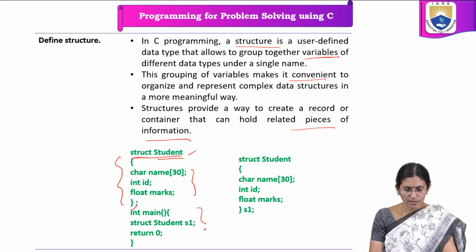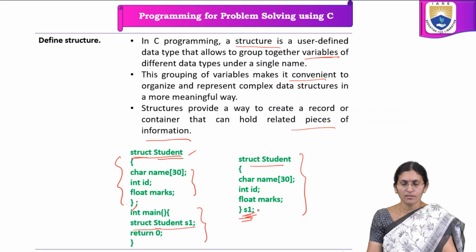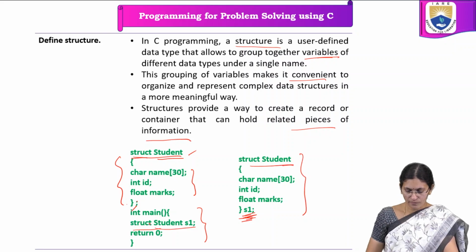Then inside the main function, we declare a structure variable as we do for a normal variable. This is the other way of defining a structure. Here, at the end itself, we declare the structure variable also. So here the structure variable is S1. As soon as the structure definition is completed, here itself we write the structure variable also.